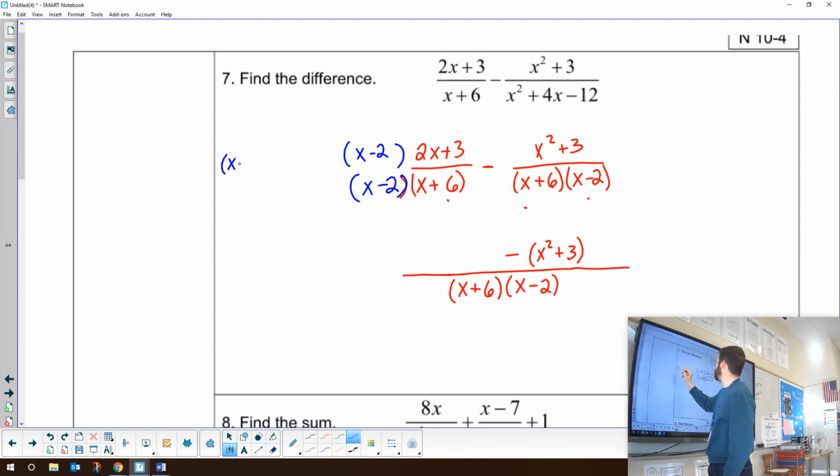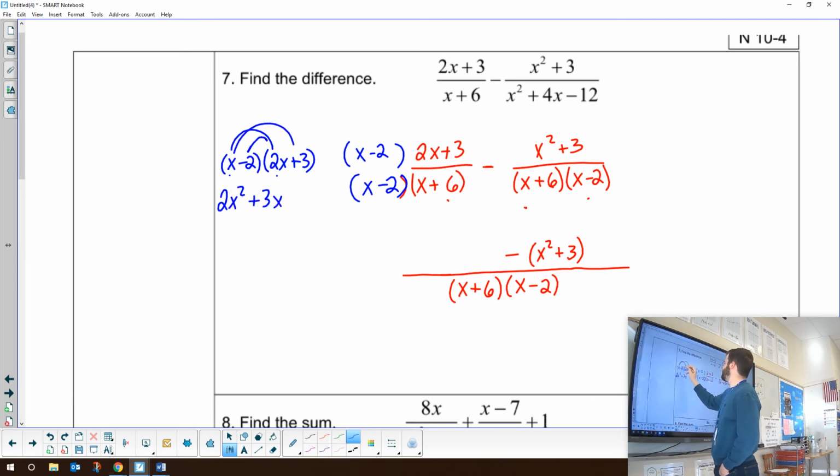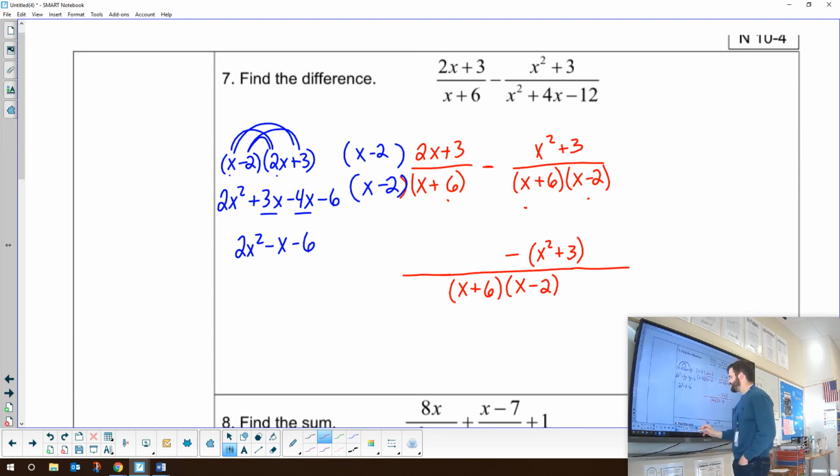We're going to go x minus 2 times 2x plus 3. So we're going to go x times 2x is 2x squared. x times 3 is 3x. Negative 2 times 2x is negative 4x. Negative 2 times 3 is negative 6. Combine like terms here in the center, and we get 2x squared minus x minus 6. And that is going to be my first part here. 2x squared minus x minus 6.